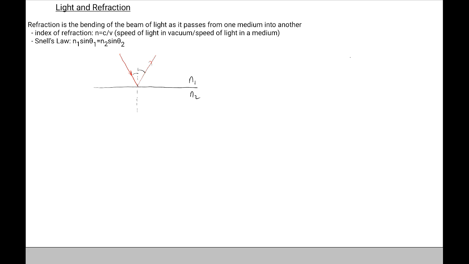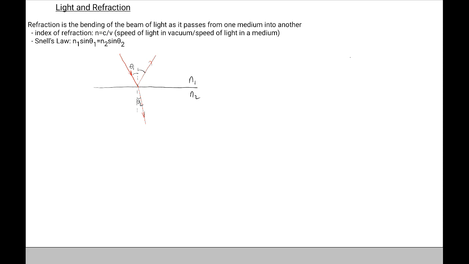But now Snell's law says that the beam will also refract, so that if this is theta 1 and this is theta 2, we have n1, the index of refraction of medium 1, sine theta 1, that angle, is equal to n2 sine theta 2, which is that angle. So that is what Snell's law tells us.